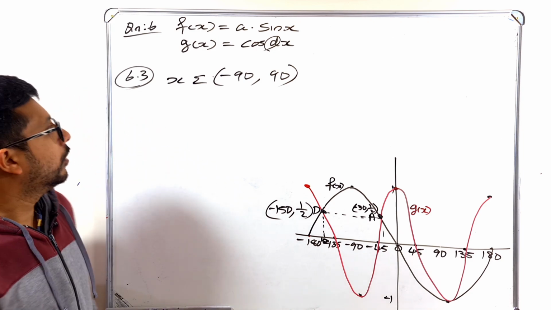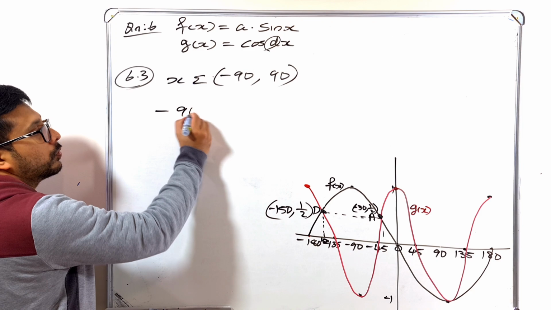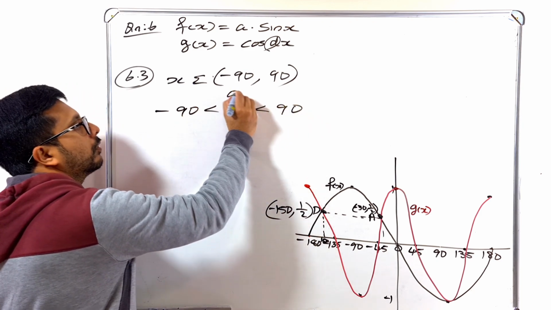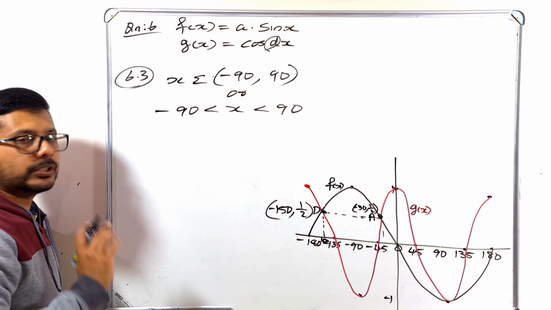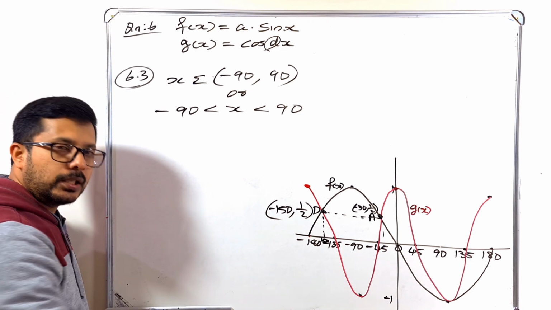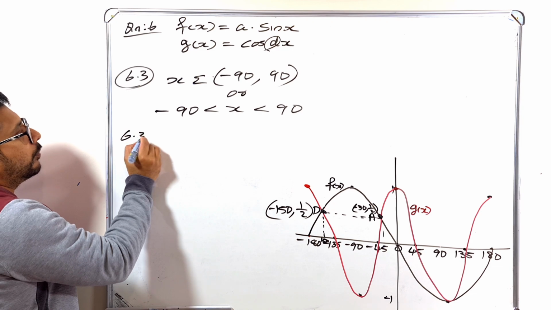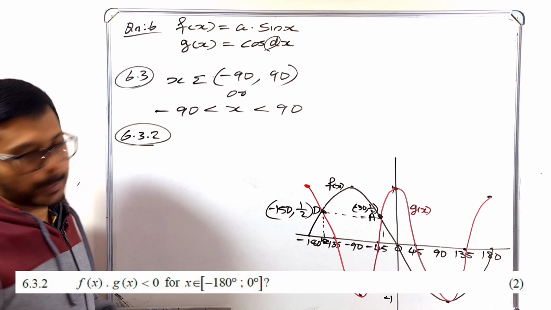Or you can write it like this also. Some schools you study it like this. Both are the same thing. So between minus 90 and positive 90, the f graph is decreasing. 6.3.2, next question.